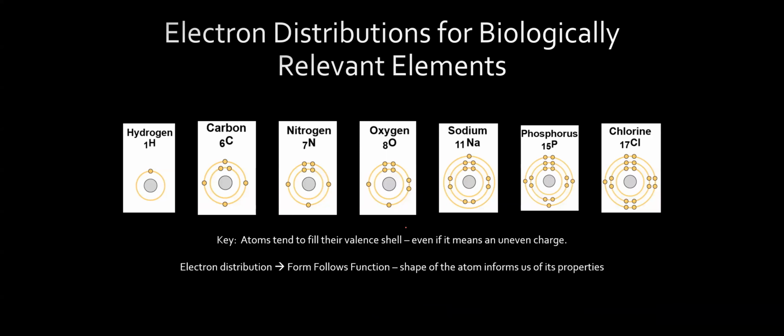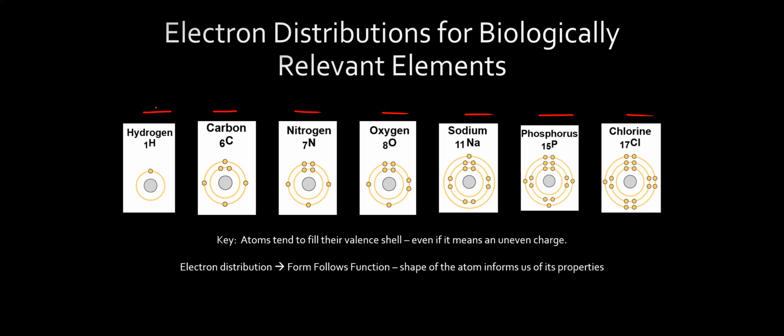So here are some sample electron distributions for the elements most common to life. You've got hydrogen, atomic number 1, carbon 6, nitrogen 7, oxygen 8, and then here's sodium at 11, phosphorus at 15, and chlorine at 17. Okay. And so what I want you to do, just practice here, is look at the valence clouds, look at the valence electrons. How many valence electrons does each one of these have? Go ahead, pause the video and fill that in and give me an answer.